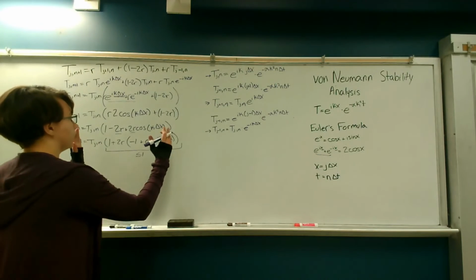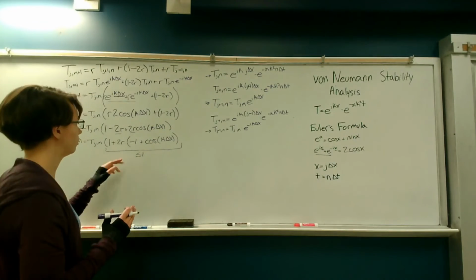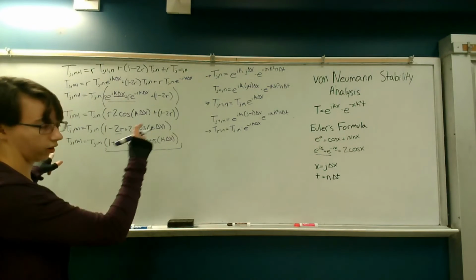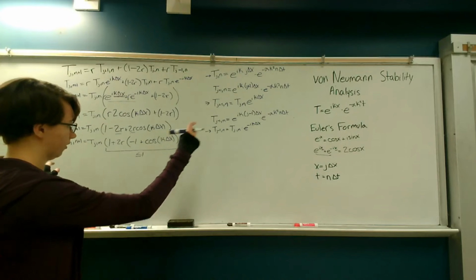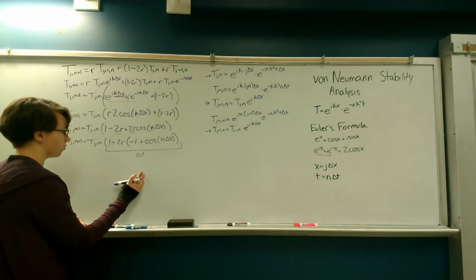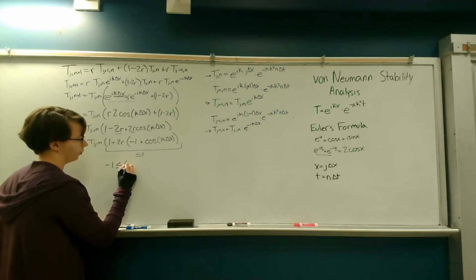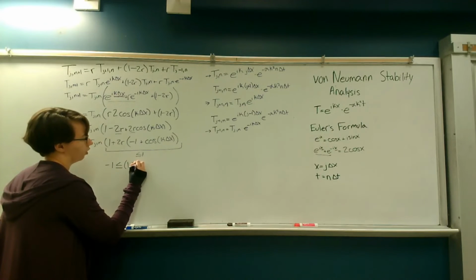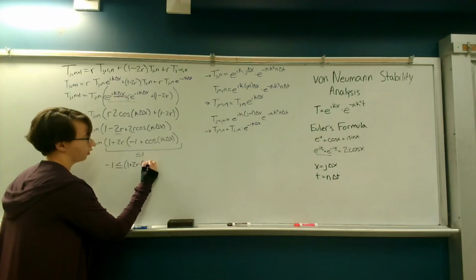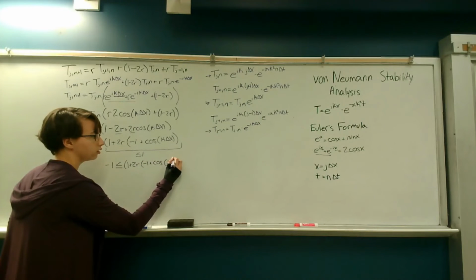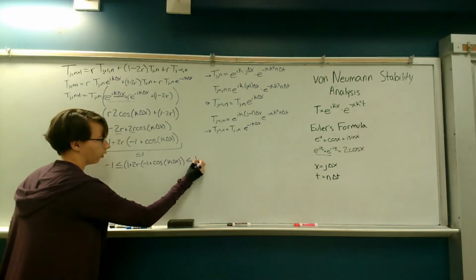And it's going to be the absolute value of this is less than or equal to 1, so that would mean that it could be between negative 1 and positive 1, so that's how we're going to write it. So we're going to have negative 1 is less than or equal to 1 plus 2r times negative 1 plus cosine of k delta x, which is less than or equal to 1.